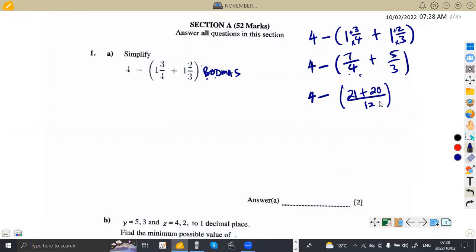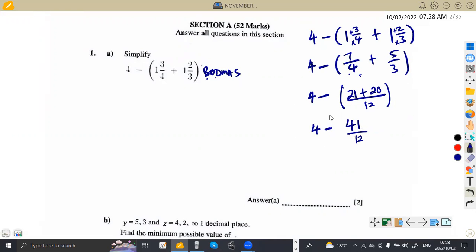All right, so from there we can add the 2 here. So it's 4 minus, if we add 21 plus 20, that's 41. So it's going to be 41 over 12. So this is what you're going to have at the end. And after that, we are done with the brackets. These 2 now, they're subtracting.